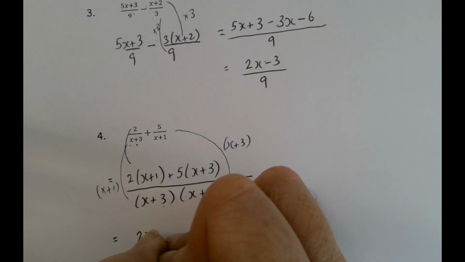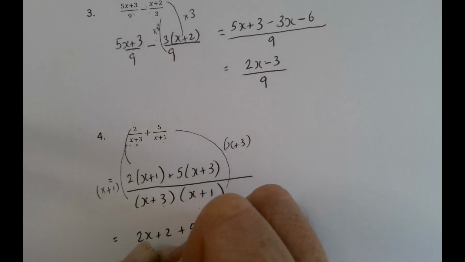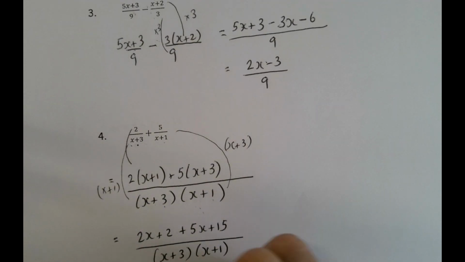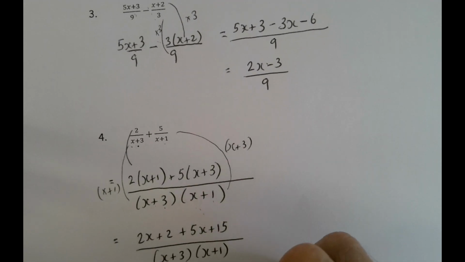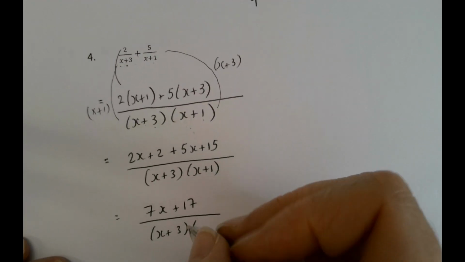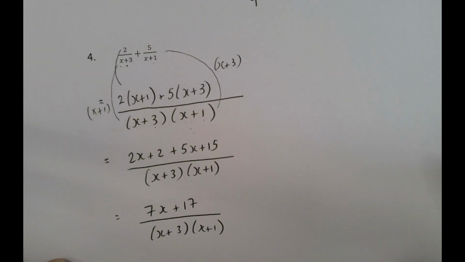So 2 by x plus 1 is 2x plus 2, plus 5x plus 15 over x plus 3 by x plus 1. And remember, you don't multiply these out. 2x and 5x is 7x, 2 and 15 is 17 over x plus 3 by x plus 1. So that's possibly the hardest part of the whole sheet, that one there. Okay, go back over it if you need to.